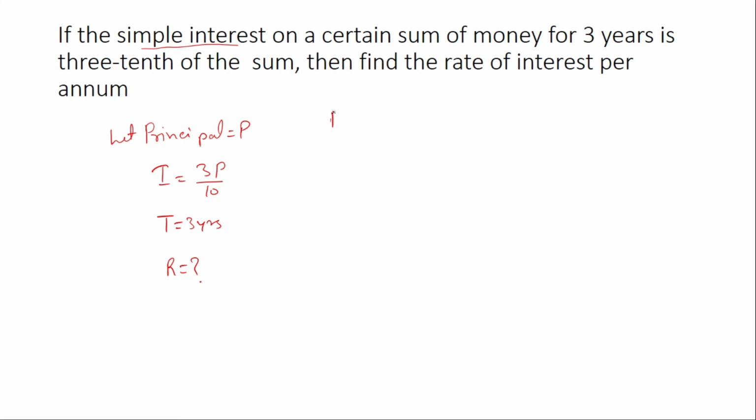So formula for rate will be R equal to I into 100 by P into T. I is 3P by 10 into 100 into principal is P and time is 3. So if you solve it, you will get the rate 10% per annum.